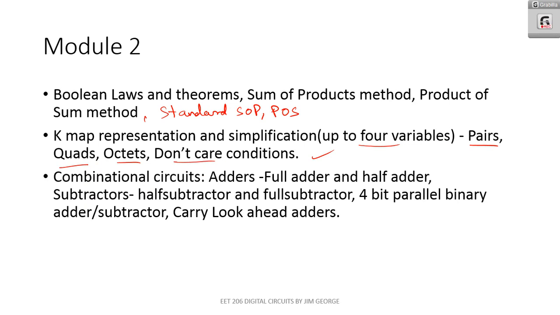Then after that we will go with the combination. Here we are having the start of combination circuits. The combination circuits we are having are adder, subtractor, and adder and subtractor. In adders we are having full adder and half adder. In subtractors also we are having full subtractor and half subtractor. Then the last one we are having is 4-bit binary adder, subtractor as well as carry lookahead adder. These are the topics in module 2.